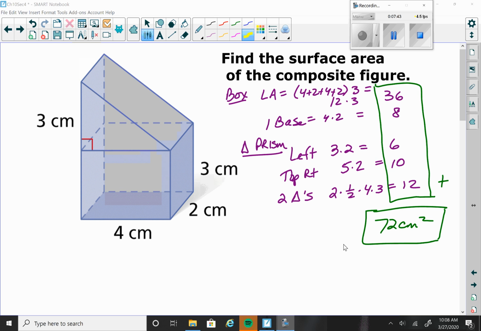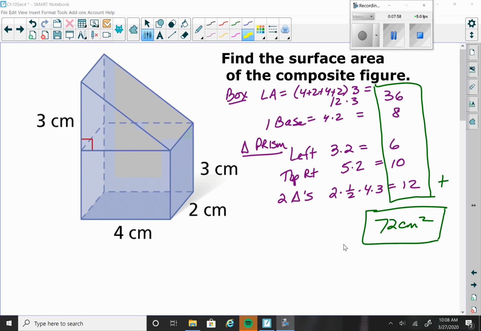So hopefully you came up with a surface area of 72 centimeters squared. And you can see how I broke it down. For my box on the bottom, I have a lateral area of 36. The one base, 4 times 2, that's 8. Again, there's no top on that rectangular prism.